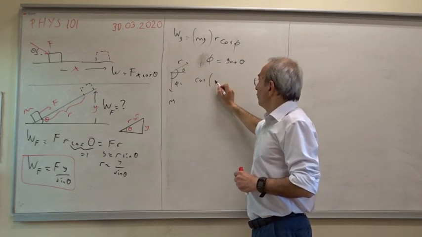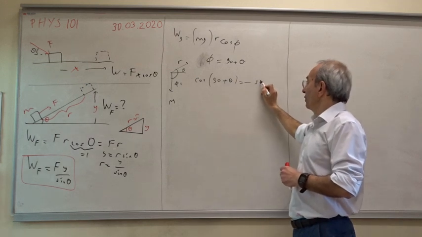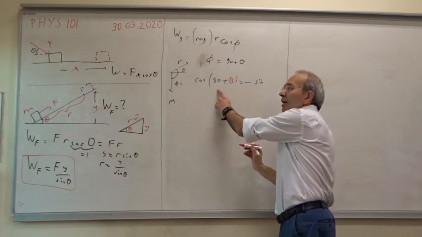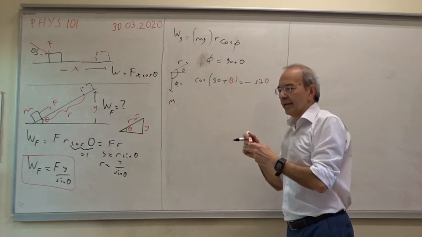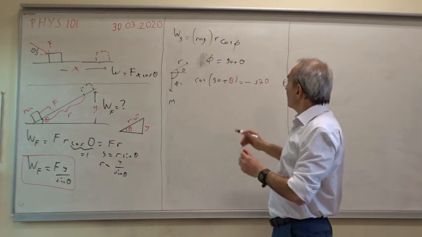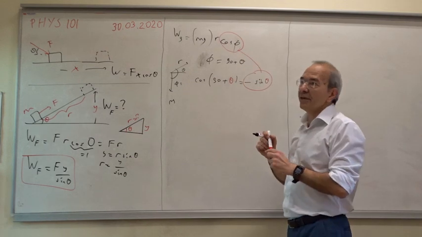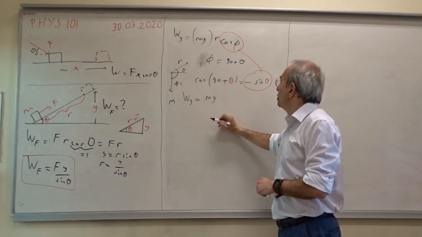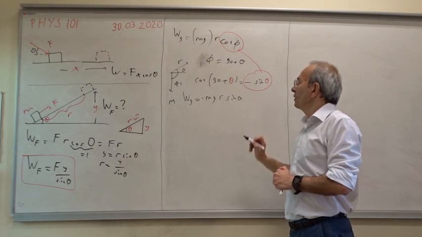And cosine of an angle 90 plus theta is just negative sine theta. So if you have an additional part after 90, then you should write sine of that angle with a minus sign, according to a trigonometric relationship. So this minus sine theta should be substituted here for cosine phi. Therefore, work done by gravity is mg r with a minus sign and sine theta.